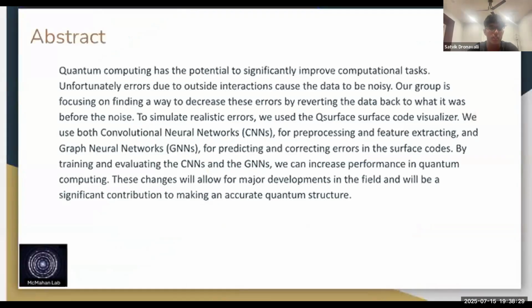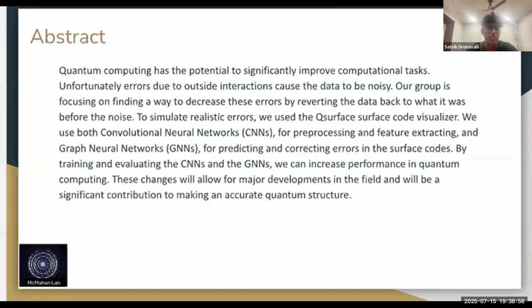As for the abstract, quantum computing has the power to significantly speed up computations compared to classical computers. However, as Dr. McMahon said, these computers are really prone to errors due to outside interactions, which cause the data to be noisy. So we're currently finding a way to decrease these errors and make quantum computers more stable. To simulate realistic errors, we're using surface codes, which we're implementing using the Qsurface Python module.